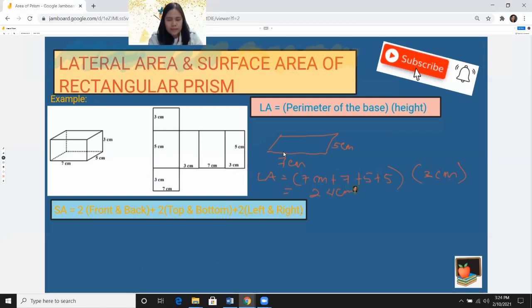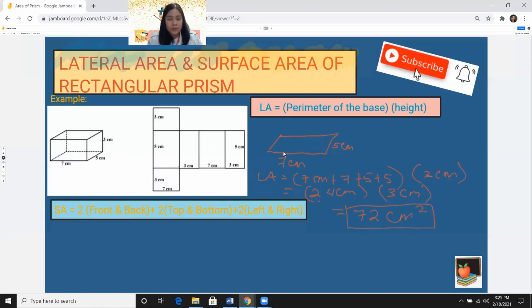Then multiply it by 3 centimeters. So that is how we use the perimeter of the base and the height. Now we need to multiply it. 24 times 3 is equal to 72 centimeters squared. Take note that in getting the area, the unit of measurement that we're using is square centimeters, square meters, and so on. And we will have 72 centimeters squared. So that's it. That is how we get the lateral area of a rectangular prism.